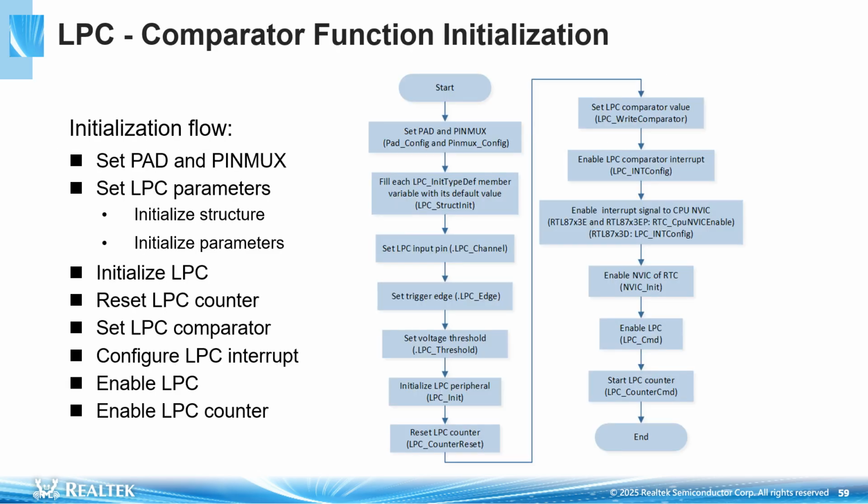The operation flow of the LPC comparator function is shown in the figure. The first step is to set PINMUX and PAD, the second step is to set the input pin of LPC, the third step is to set the trigger edge, the fourth step is to set the voltage threshold. The fifth step is to initialize LPC according to the set parameters, the sixth step is to reset the LPC counter, the seventh step is to set the comparator value of LPC. The eighth step is to enable the comparator interrupt of LPC, the ninth step is to enable LPC, and finally, enable the LPC counter.